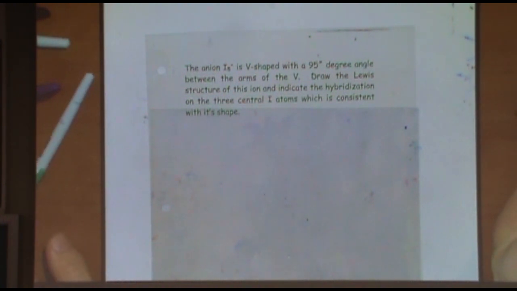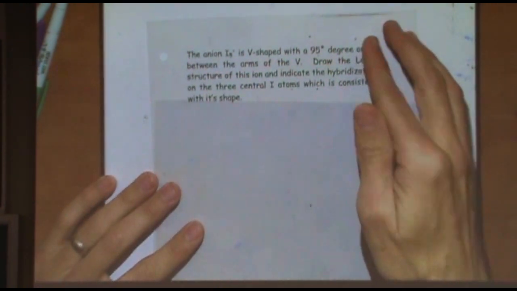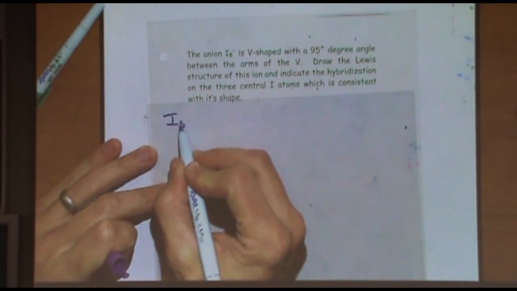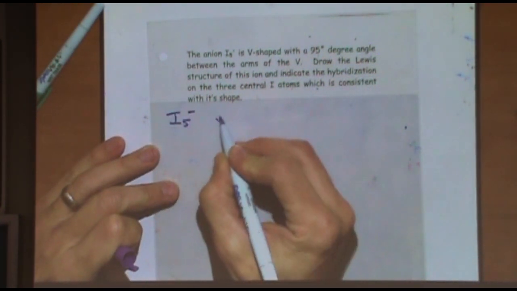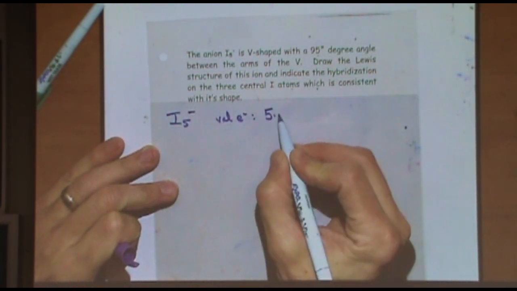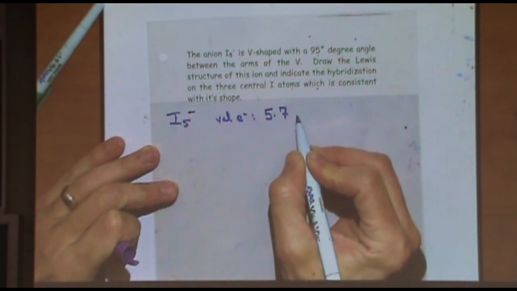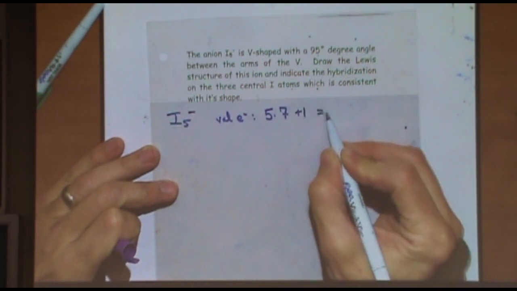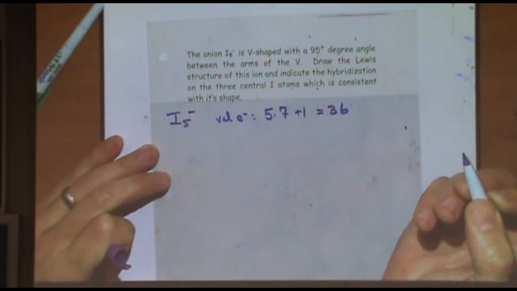5 minus. This happens to tell you it's shaped like a V. Okay? All right. So when I'm drawing this, let's first do the valence electrons. If you're not in my class, this is my style. Count the number of valence electrons first. 5 iodines in column 7 of the periodic table, plus 1 for that minus charge, 36.